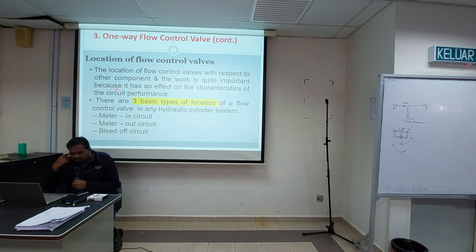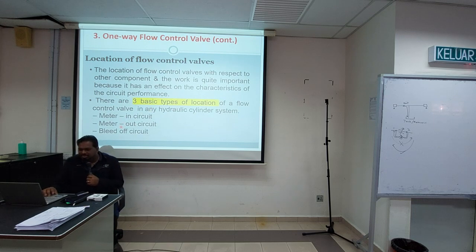So location of flow control valve can make some difference. So there are 3 types of location. So dipanggil meter in circuit, meter out circuit and bleed off circuit. Okay, so arrangement of the flow control can determine the efficiency. Kenapa kita perlu buat certain application you can do meter in circuit, certain application you can use meter out circuit dengan bleed off circuit. So ada 3 jenis. So 3 jenis ni pun dia ada kelebihan dengan kekurangan dia. So it depends on how you want to utilize.